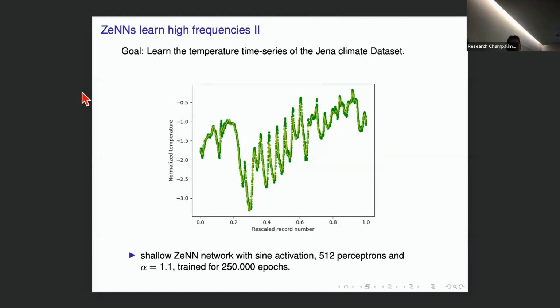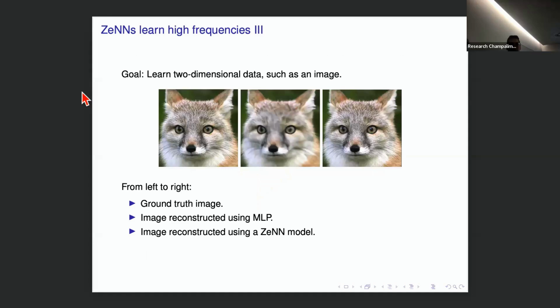The third experiment was to learn two-dimensional data. Here we used a two-dimensional ZeNN, which I've not presented the formulas for in the talk, but we wrote them in the paper. ZeNNs are easy to generalize for multivariate data, and you can do that in a number of ways, which we also discuss. One of them involves the Kolmogorov-Arnold theorem that was mentioned in the previous talk. We call those ZeNNs.